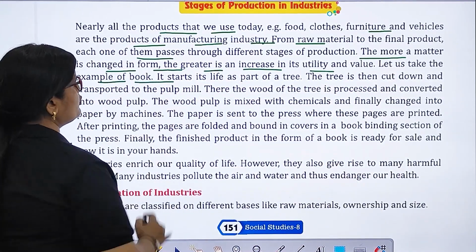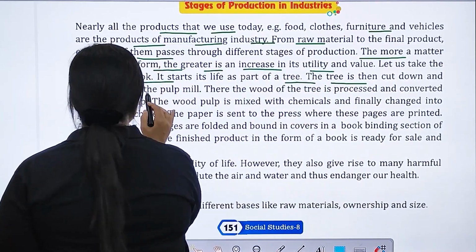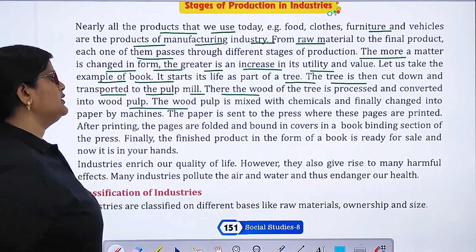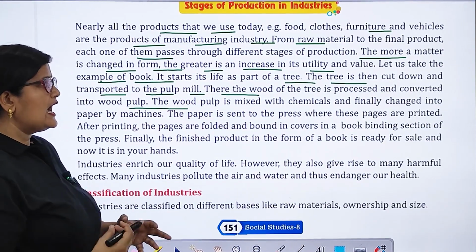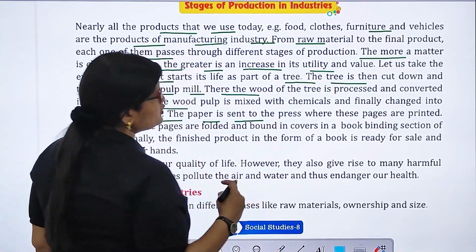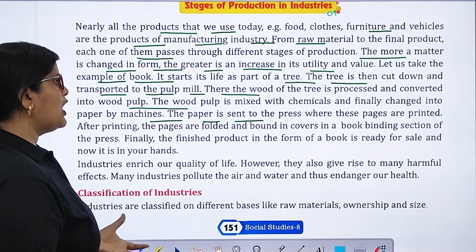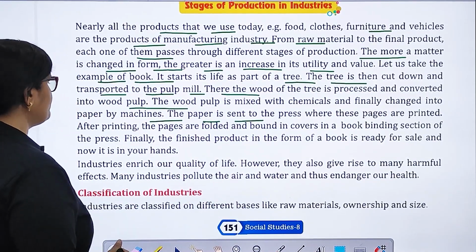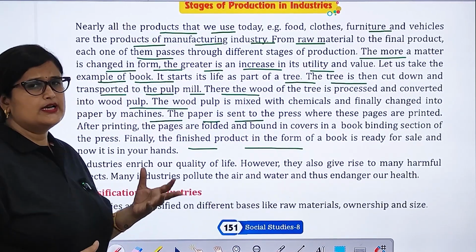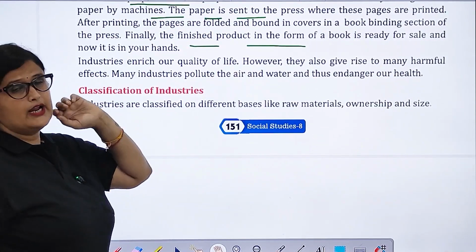Let us take the example of a book. Its life is part of a tree. So the tree is then cut down and transported to the pulp mill. There the wood of the tree is processed and converted into wood pulp. The wood pulp is mixed with chemicals and finally changed into paper by machine. So the paper is sent to the press where the pages are printed. After printing, the pages are folded and bound in covers in the book binding section of the press. Finally, the finished product in the form of a book is ready for sale. So the book is ready to be sold. And now it is in your hands.